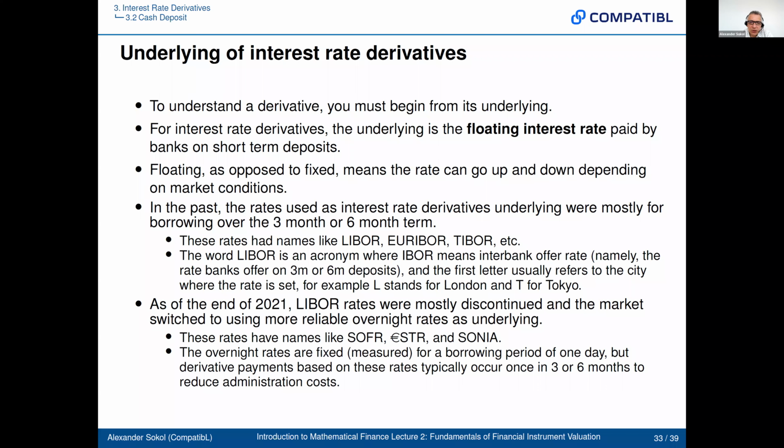And the reason this happened is, well, there are a couple of reasons. One is that the process for setting these 3 month or 6 month rates was not reliable. But also, when you set the rate based on a 3 month deposit, some of this rate is also related to how creditworthy the other party is. So in other words, it's not just the time value of money, not just the value of a dollar today versus the value of a dollar 3 months from now. It also depends, as we studied in the first lecture, on the credit spread, on the survival probability.